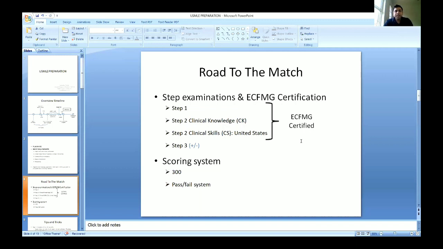As I said, these are the step exams, Step 1, 2 CK, 2 CS. After finishing all these three exams, we get ECFMG certified. And there are some changes this year, which I will be talking about later in my presentation. After we get ECFMG certified, we need to give the Step 3 exam. That is not necessary to apply for the programs, but it's better if we do it before getting into the residency. The full mark is around 300, but they are having a new system of pass and fail, which I'll be talking about later on.